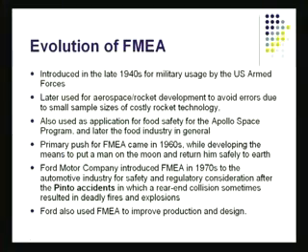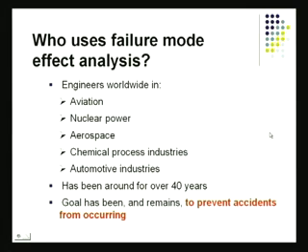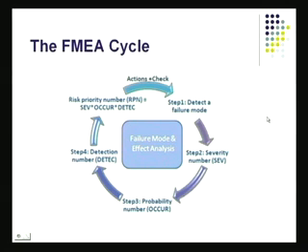FMEA is also used to try to improve production. You may have ongoing production, you may have an existing design, and that also can be done. Who are the different people who use this? All kinds of people: aviation people, nuclear power people, aerospace people, chemical industries, automotive industries. They've been doing it for a long time. And the goal really is to try to prevent accidents from occurring. That's really the goal. There's an FMEA cycle.